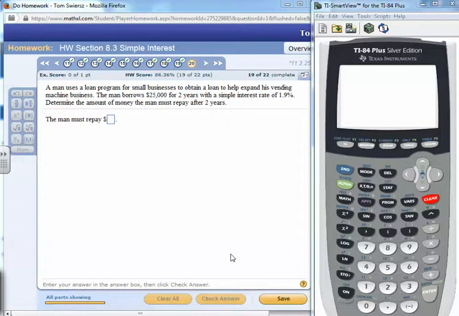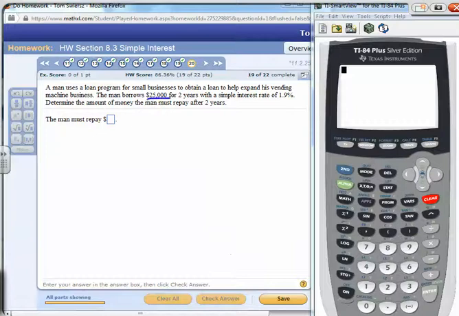Let's begin this session with homework exercise number 20 from section 8.3. A man uses a loan program for a small business to obtain a loan to help expand his vending machine business. The man borrows $25,000 for 2 years at a simple interest rate of 1.9%. Determine the amount of money the man must repay after 2 years. That amount of money corresponds to the future value of the loan.